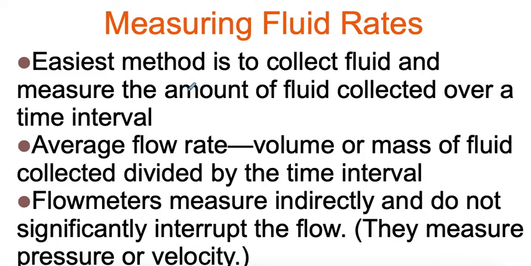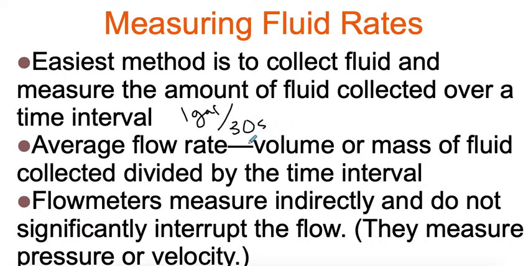Some ways to measure fluid rates: you're just going to have possibly some containers. So maybe you have a gallon jug, and you're going to turn on your faucet and fill that gallon jug up, and you'll take the amount of time it takes to fill it. So you would have your change in volume be 1 gallon over, let's say it took us 30 seconds. So it'd be 1/30th gallons per second if we wanted to do it that way.